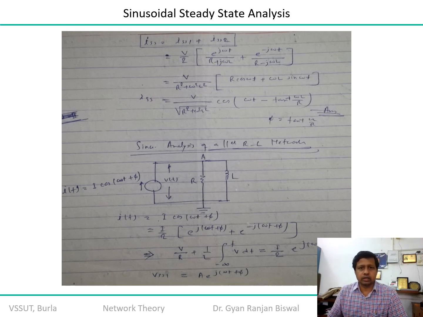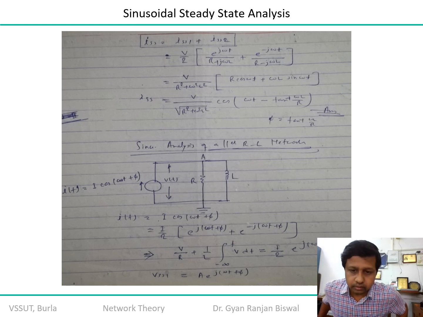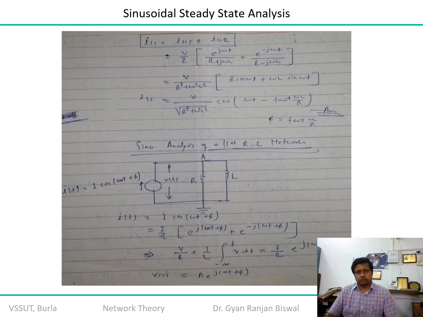Okay, or you can rearrange in the Cartesian form, that is V upon root over of R square plus omega L whole square, cos of omega t minus tan inverse omega L by R. What is this tan inverse omega L by R? That is the phi. Okay, so phi is equal to tan inverse omega L by R.